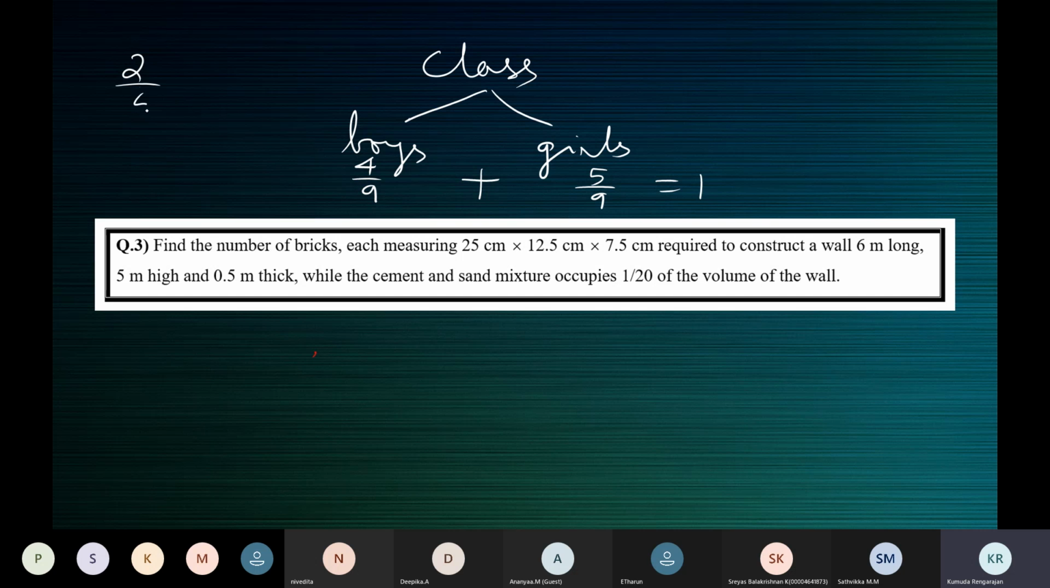If 2/5 of the class are boys, then 3/5 of the class are girls.